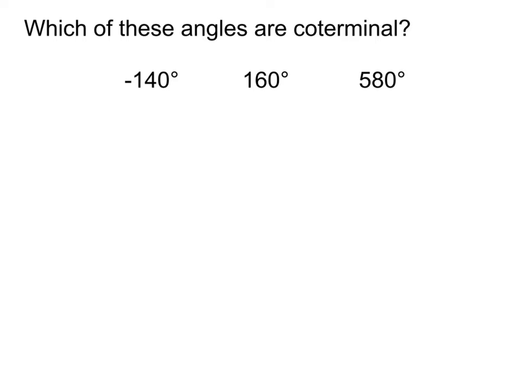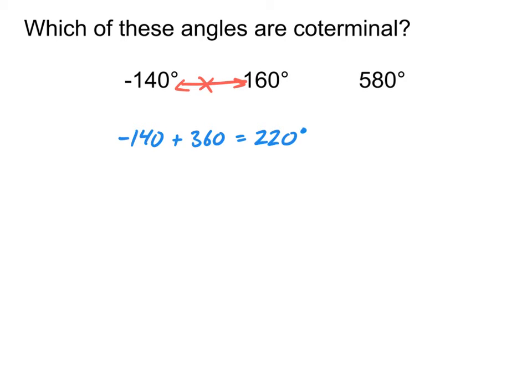So I'm going to start with the negative 140. If I do negative 140 plus 360, that ends up giving me 220. Now we can see right now that 160 and 220 are not going to be coterminal, because in order to get from 140 to 220, we passed 160. So the 160 and the 140 are not going to be coterminal with each other.